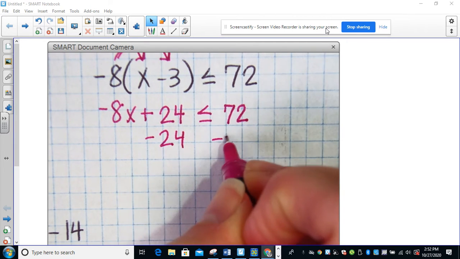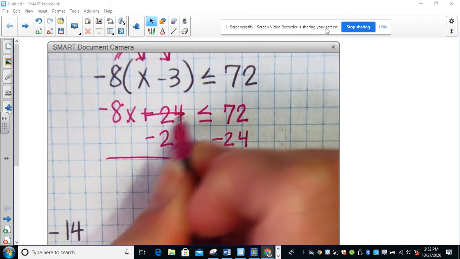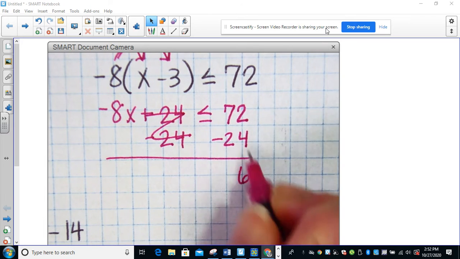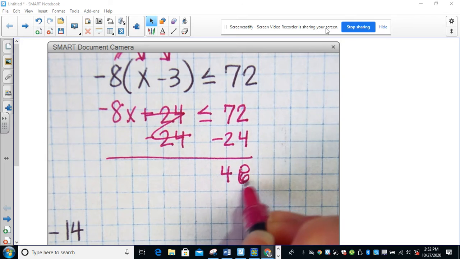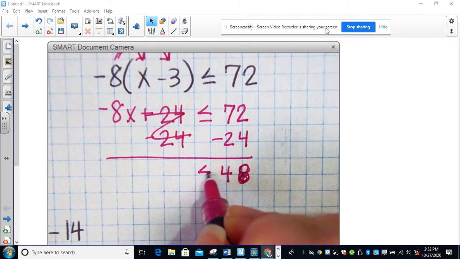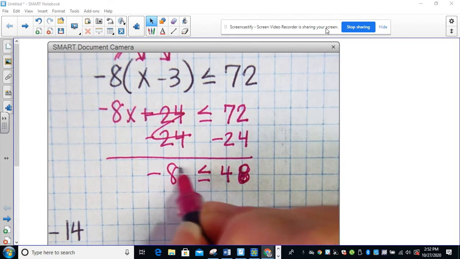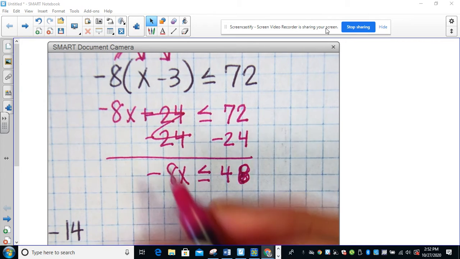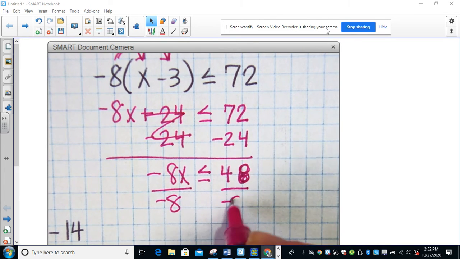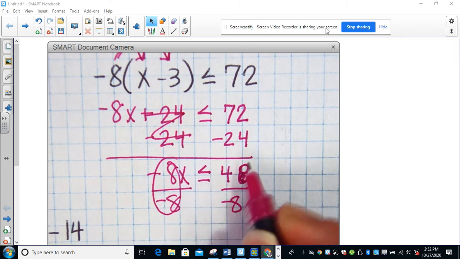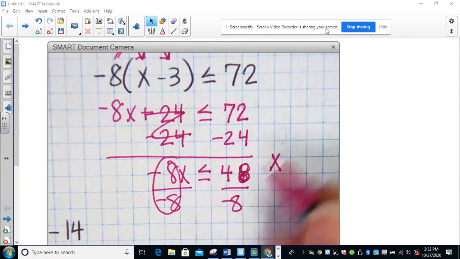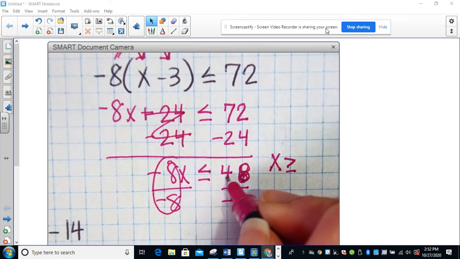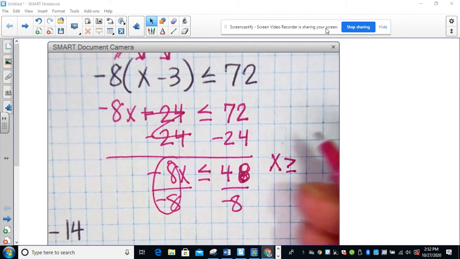Subtract 24 from both sides. That gets rid of that. That's 48, less than or equal to -8x. Again, divide by -8. Here's that special circumstance. So now it flips the sign. Instead of less than or equal to, it's greater than or equal to. 48 divided by -8 is a -6.